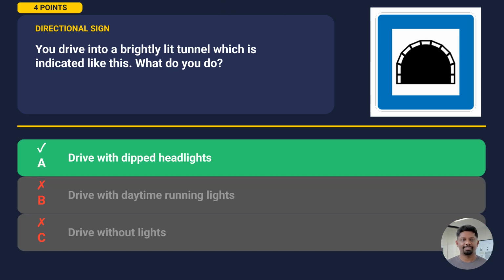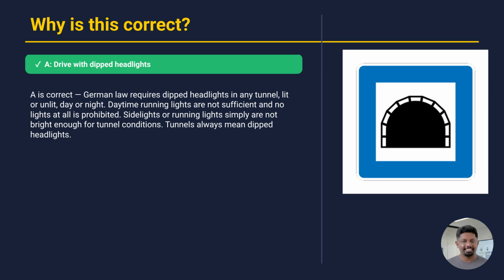Let's understand why. A is correct. German law requires dipped headlights in any tunnel, lit or unlit, day or night. Daytime running lights are not sufficient and no lights at all is prohibited. Side lights or running lights simply are not bright enough for tunnel conditions. Tunnels always mean dipped headlights. Alright, let's move on to the next question.